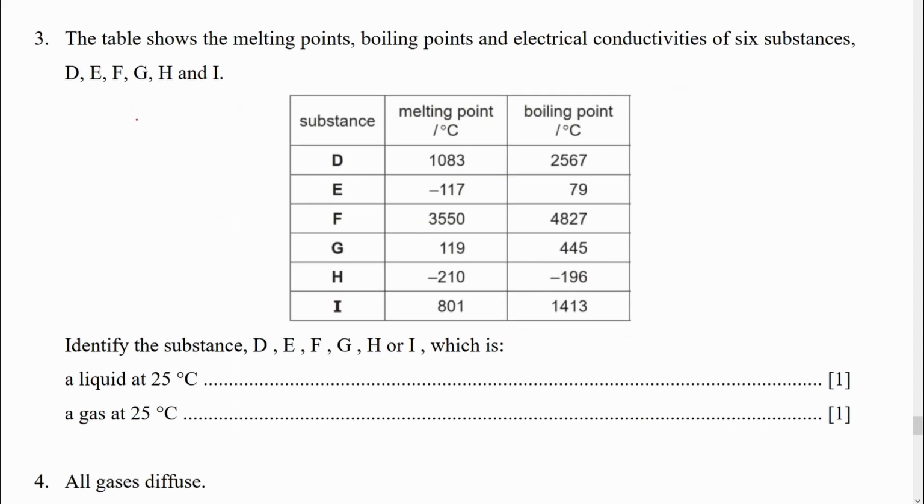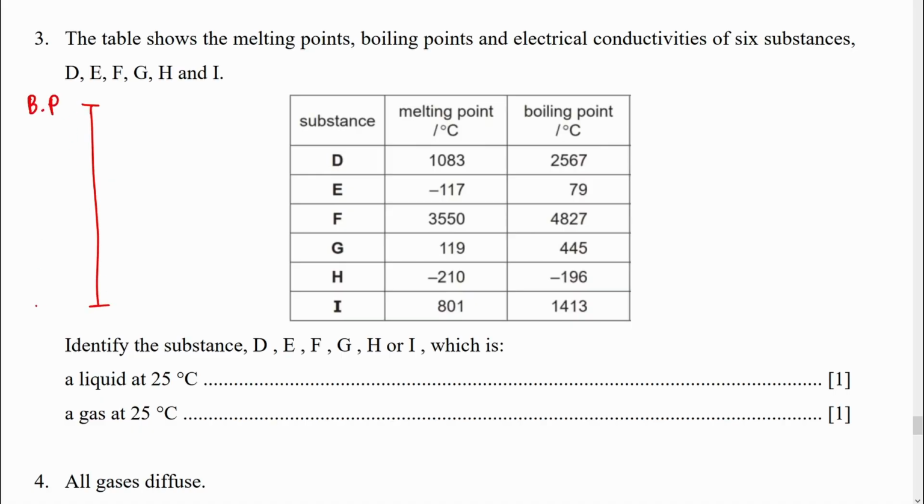Now question 3. The table shows the melting points, boiling points, and electrical conductivities of 6 substances D, E, F, G, H, I. Identify the substance which is a liquid at 25 degrees Celsius and a gas at 25 degrees Celsius. Okay, so we have to draw the heating curve or the graph.